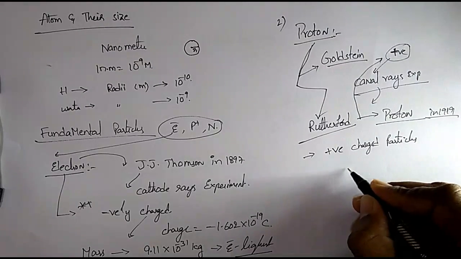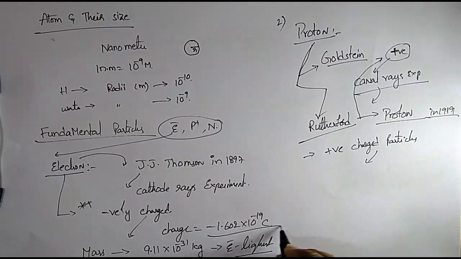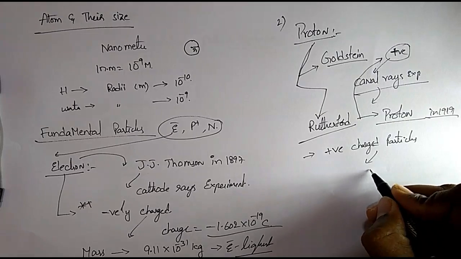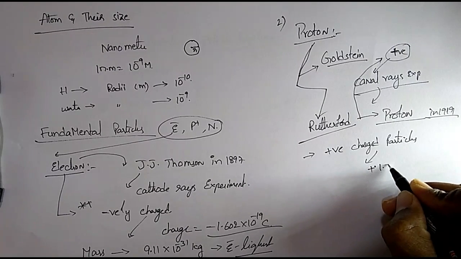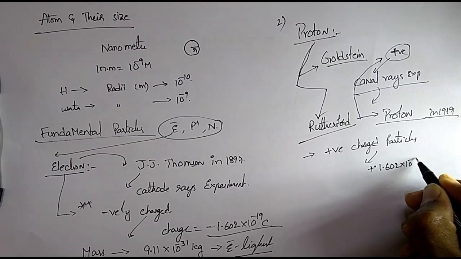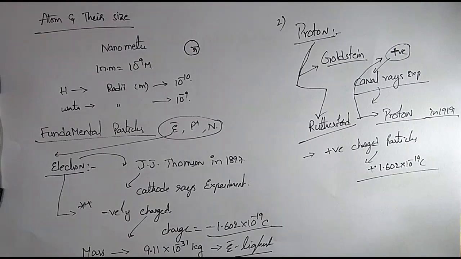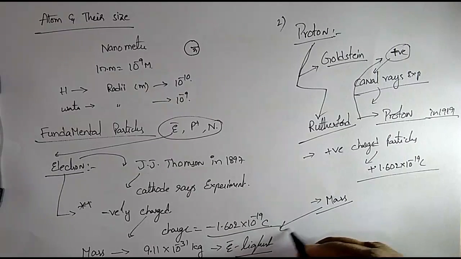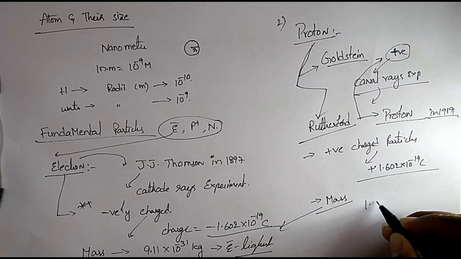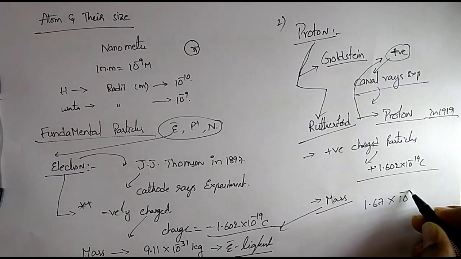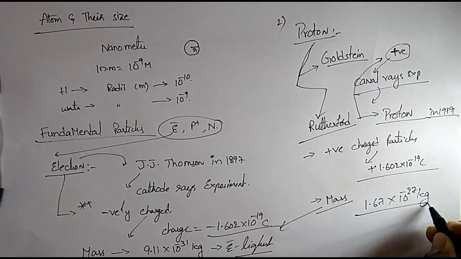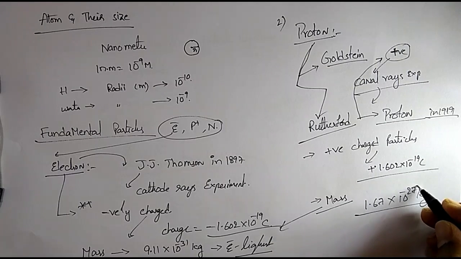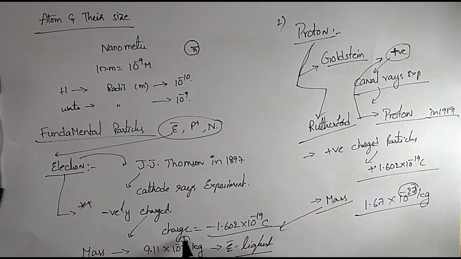Coming to the charge, the electron has negative charge. Here the charge magnitude is the same, but these are positively charged. So positive 1.602 into 10 power minus 19 coulombs. Coming to the mass, it is heavier than the electron: 1.67 into 10 power minus 27 kg. This is the mass of the proton. Minus 27 means higher than minus 31, so the proton has higher mass than the electron.